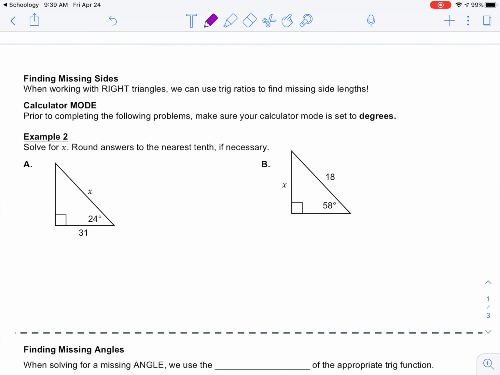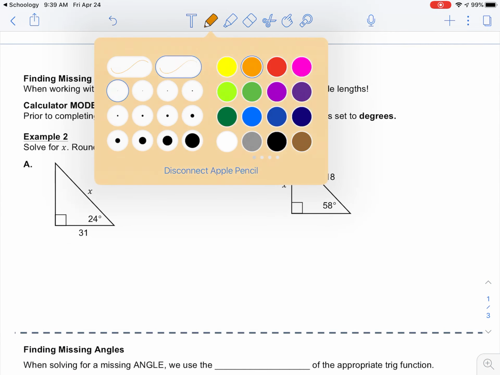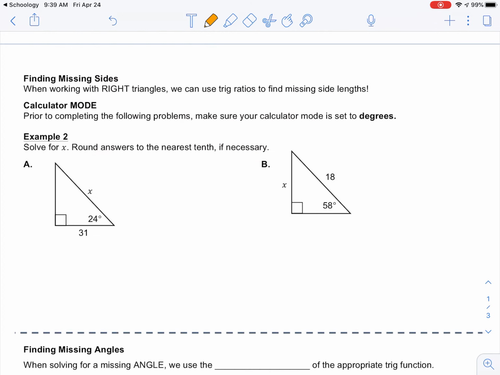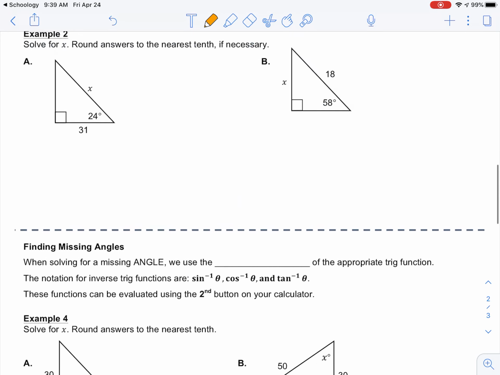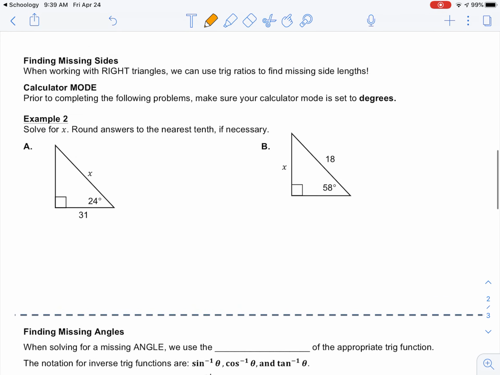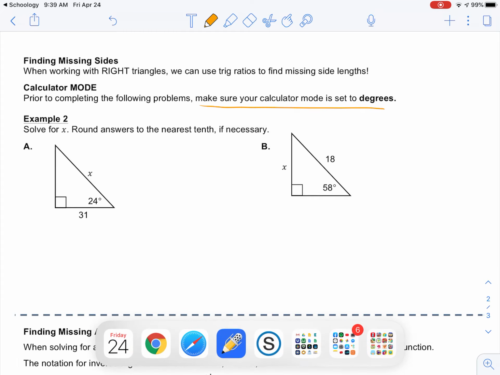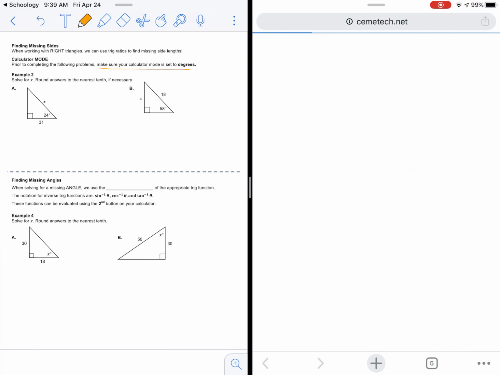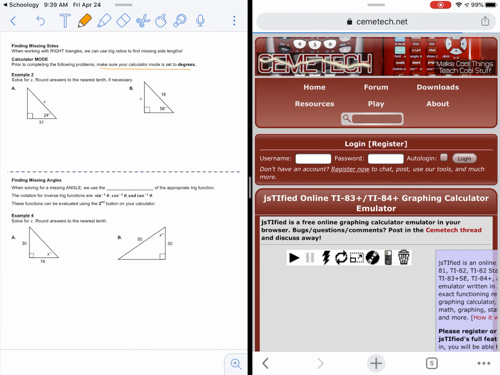The next page of notes is why we need SOHCAHTOA. So this allows us to find side lengths of missing triangles, but then also find angles. So the first and most important thing is that our calculators need to be set to degree. So if you guys could please open up your calculators. If you can take out your calculators, let's try that again.